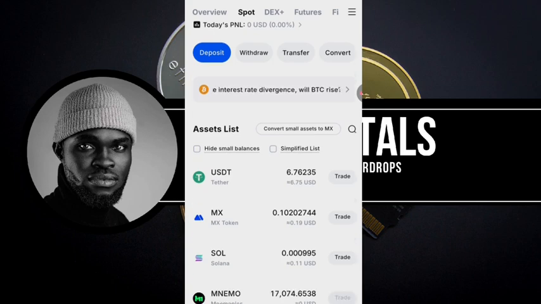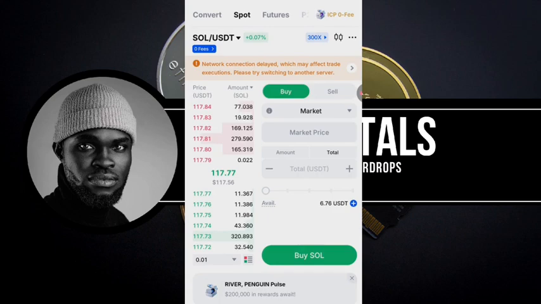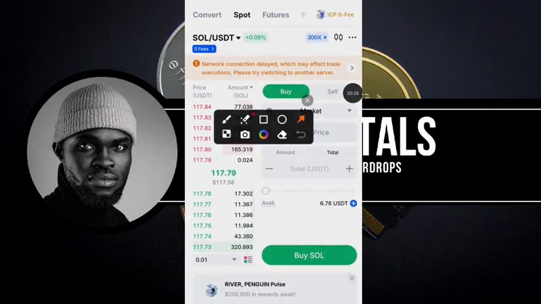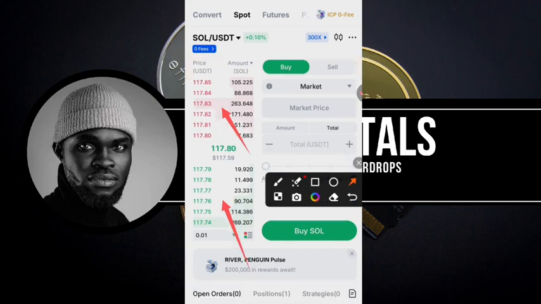So I'm just going to click on Solana and click on trade. When I click on trade for Solana, you can see that we have some activity playing out here. You can see the green and you can see the red. This is more like an order book that shows the amount of people that are willing to buy Solana and the amount of people that are currently selling Solana.